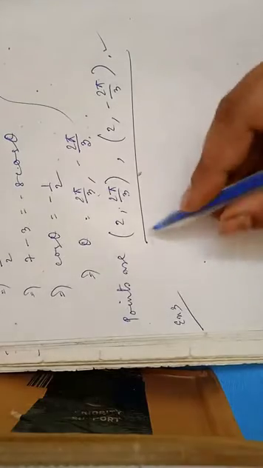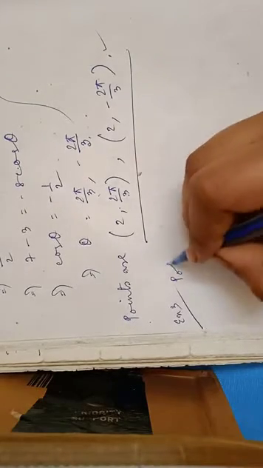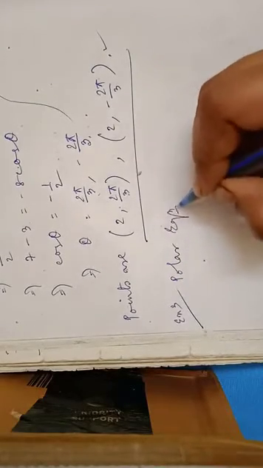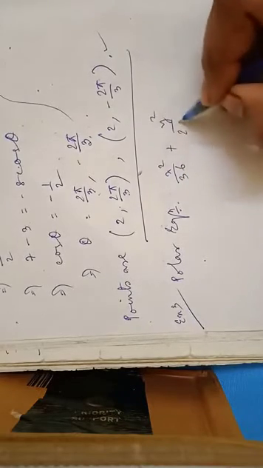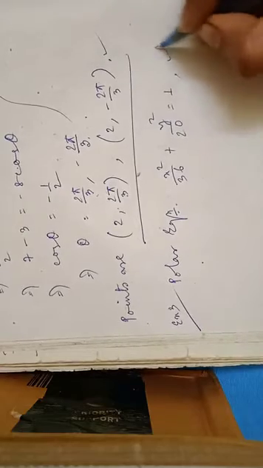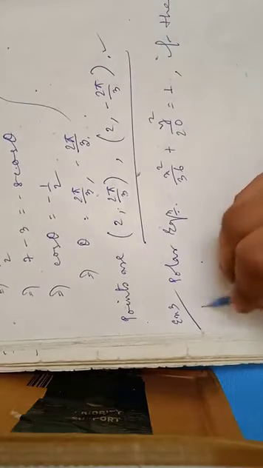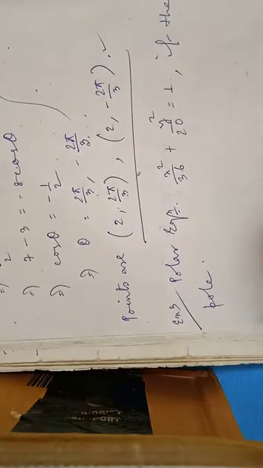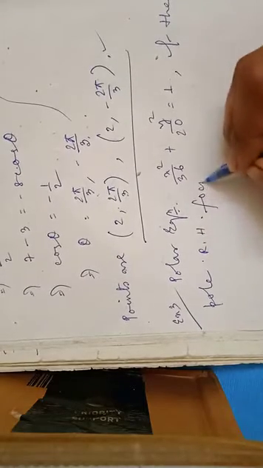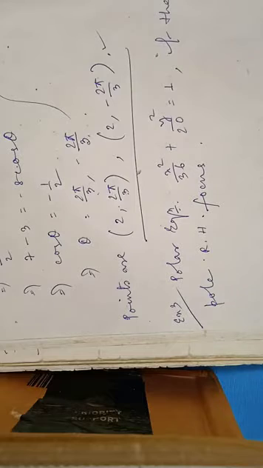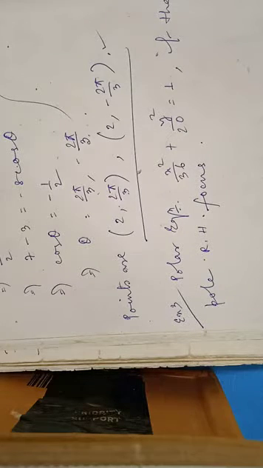Okay, next example 3. Find the polar equation of the ellipse x square by 36 plus y square by 20 equals 1 if the pole is at its right hand side focus, and the positive direction of the x-axis is the positive direction of the polar axis.